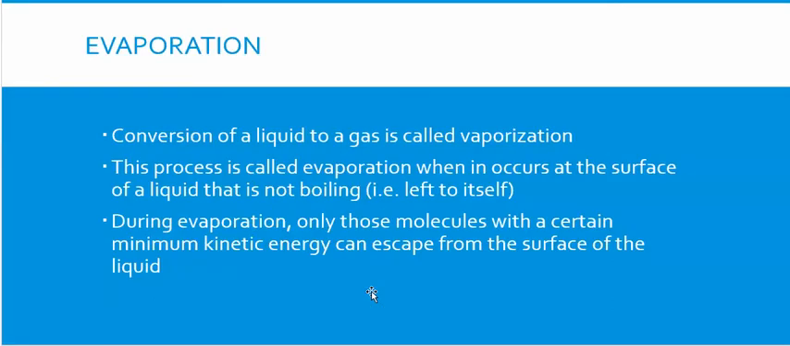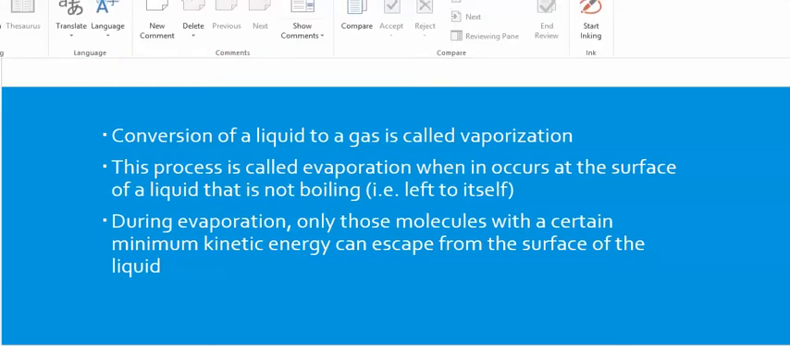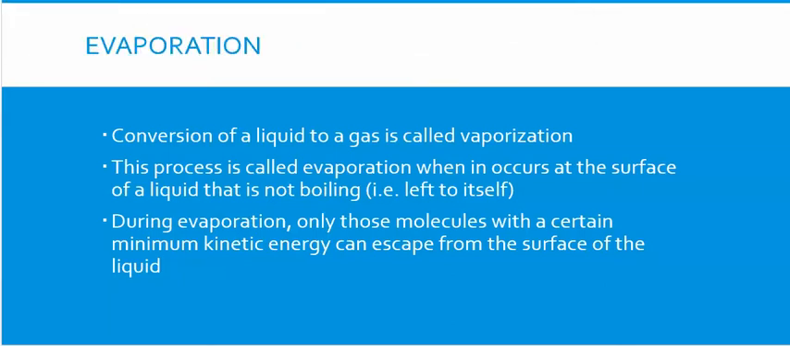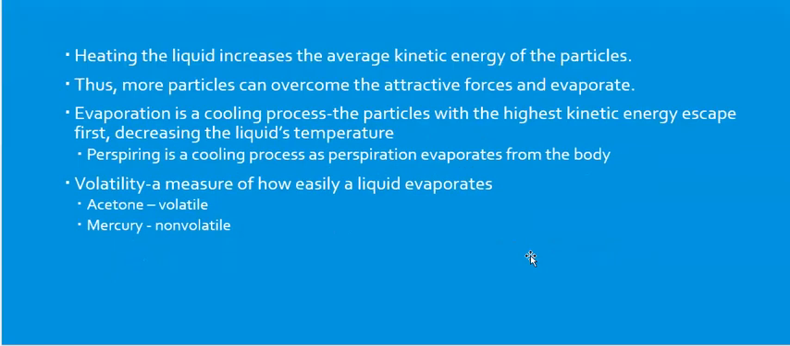When you convert a liquid to a gas, it's called vaporization. This process is called evaporation when it occurs at the surface of a liquid that's not boiling. There's two types of vaporization. There is evaporation and there is boiling. During evaporation, only molecules with a certain kinetic energy can escape from the surface. So the important thing with evaporation, they have to have enough kinetic energy and they have to be on the surface of the liquid. They cannot be below the surface of the liquid in order to evaporate.